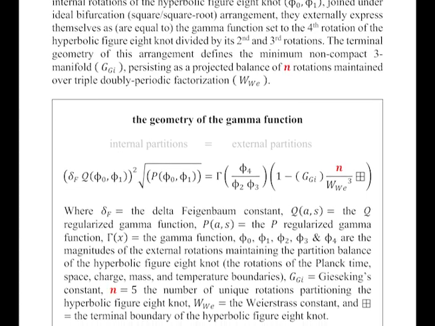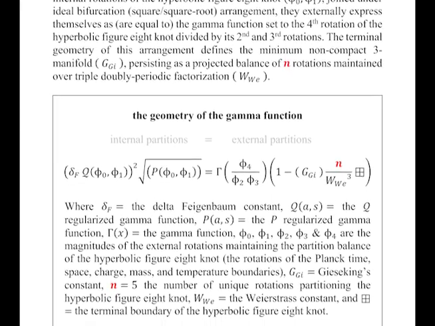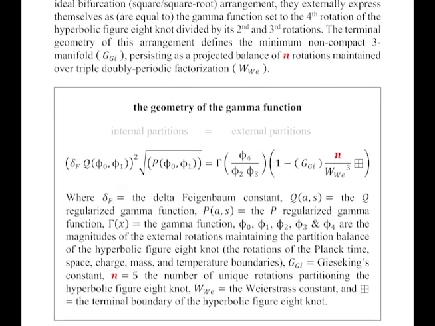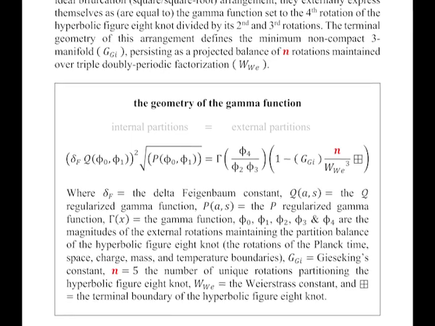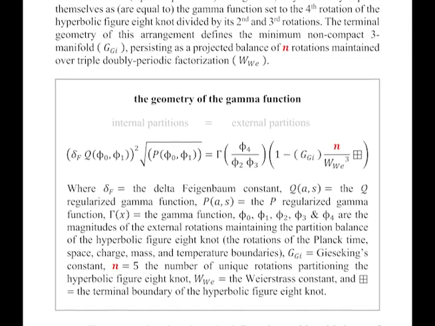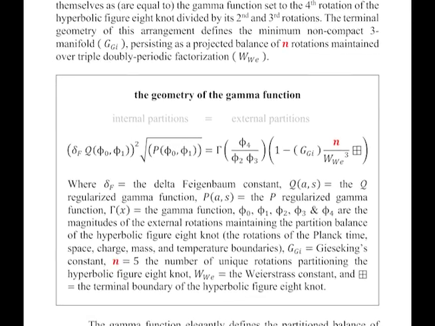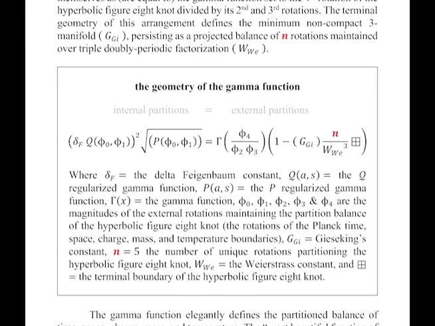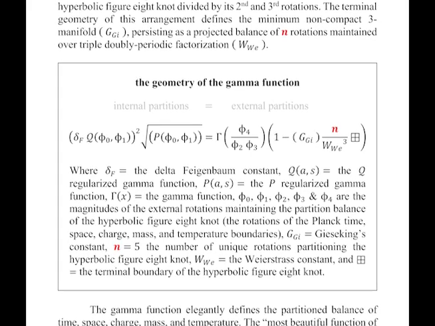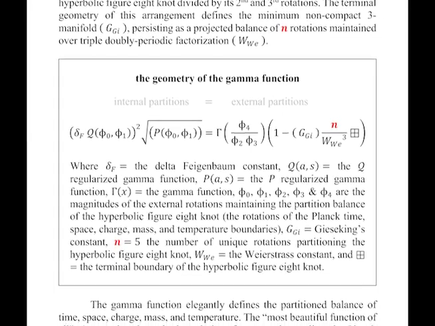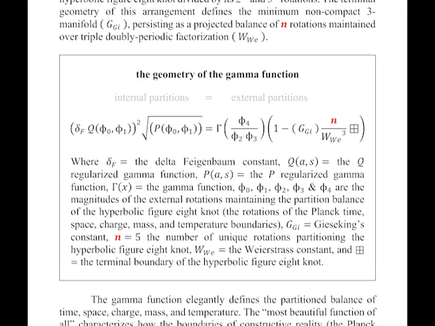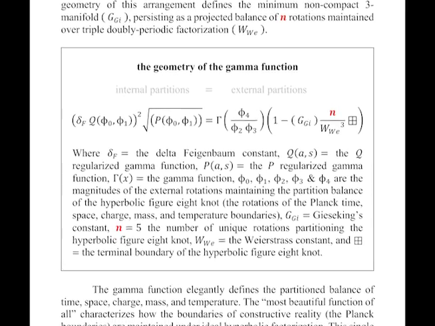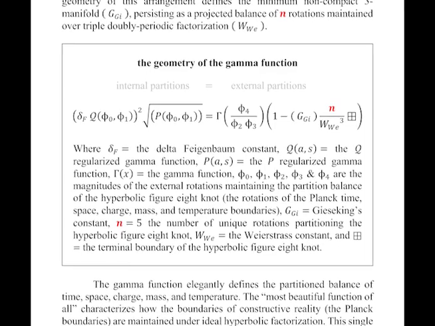Using the binomial factorization prescription, we ask, what's the bounding geometry of the gamma function's action? We find out that the terminal geometry of this arrangement defines the minimum non-compact three-manifold, persisting as a projected balance of five rotations maintained over triple doubly periodic factorization, characterized by the Weierstrass constant. It's hard to express the amount of symmetry and amount of potential captured from this one single equation.